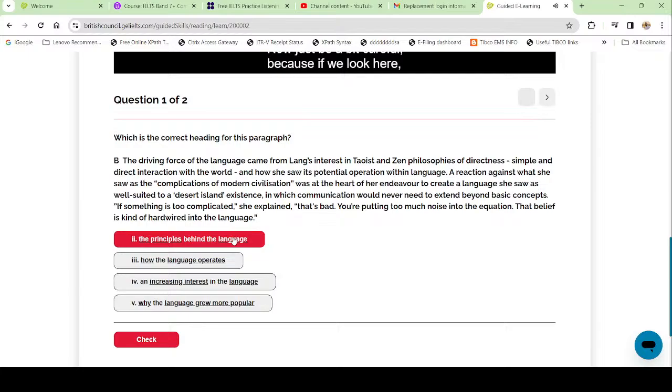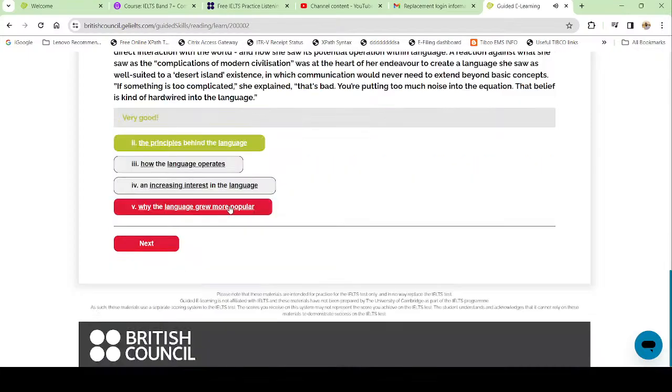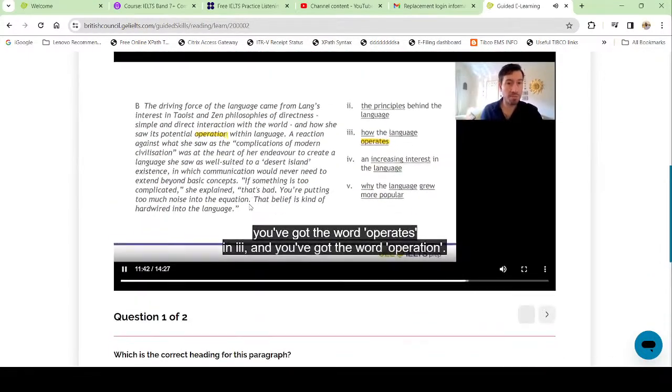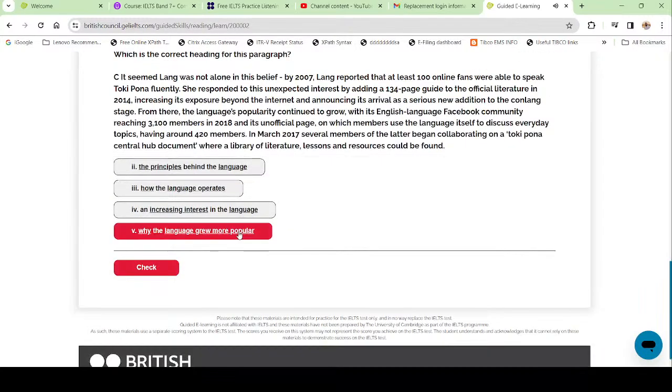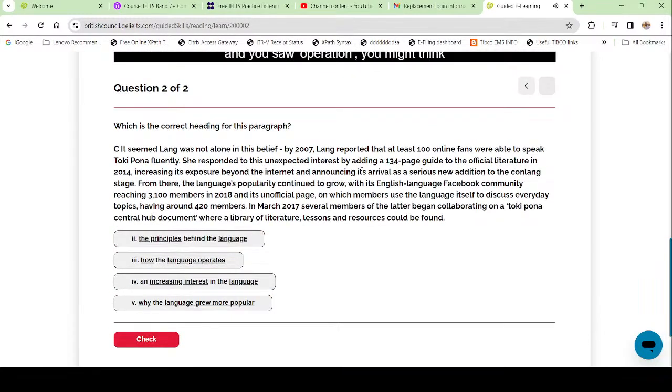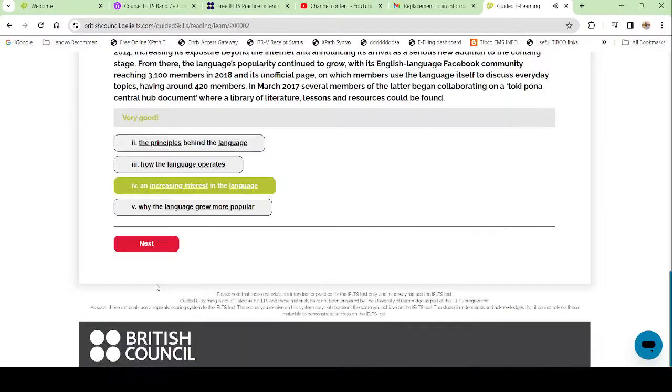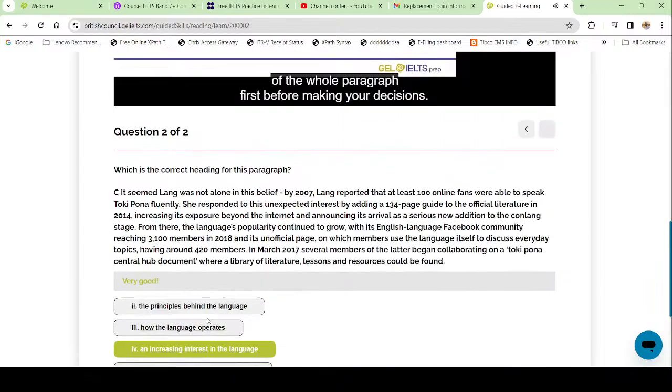Now, just be a bit careful, because if we look here, you've got the word operates in 3, and you've got the word operation. Now, if you're just looking for keywords and you saw operates and you saw operation, you might think, okay, operates, operation, these two go together. And this is an example of a distractor, because if you're just looking for one or two words and you're matching it up based on that, you're probably going to get it wrong. So it really is about getting a general understanding of the whole paragraph first before making your decisions.